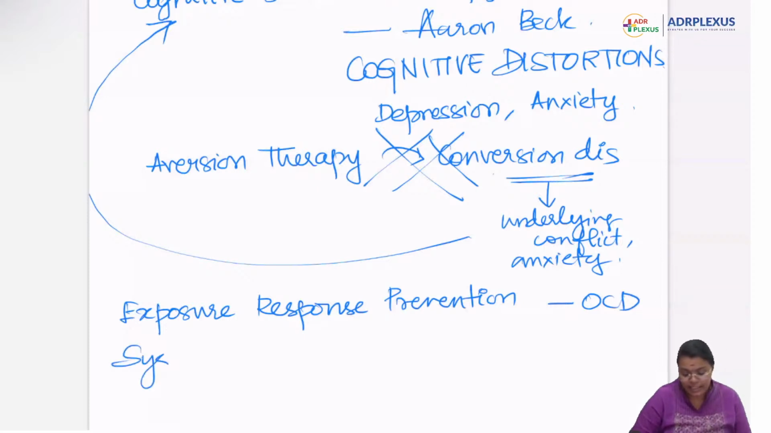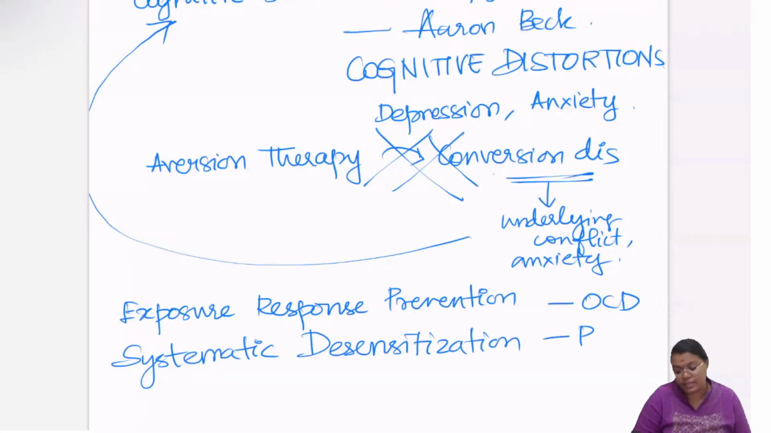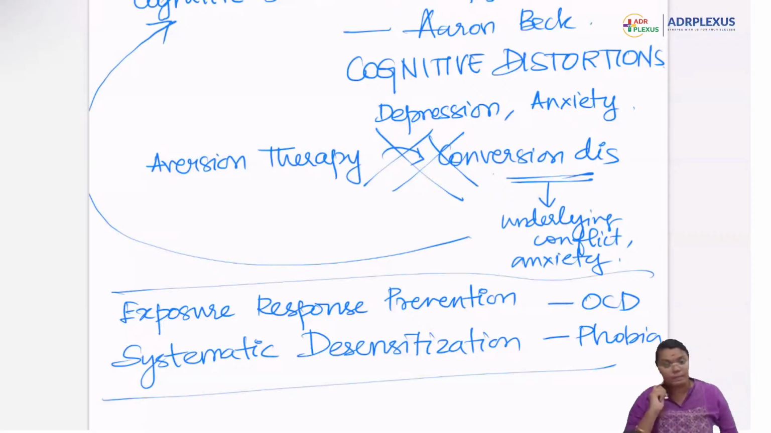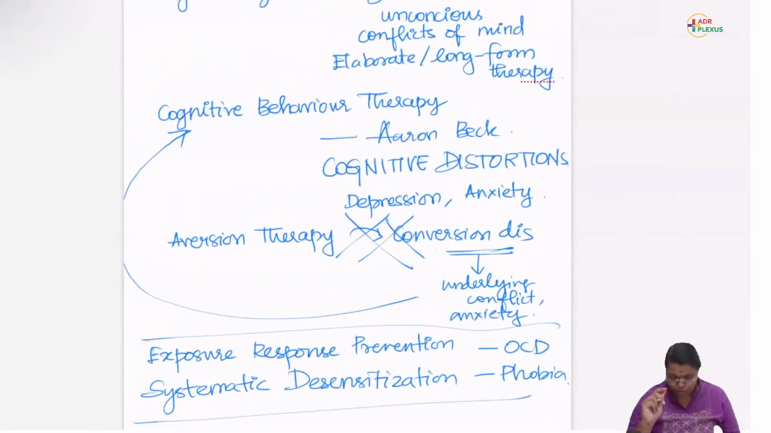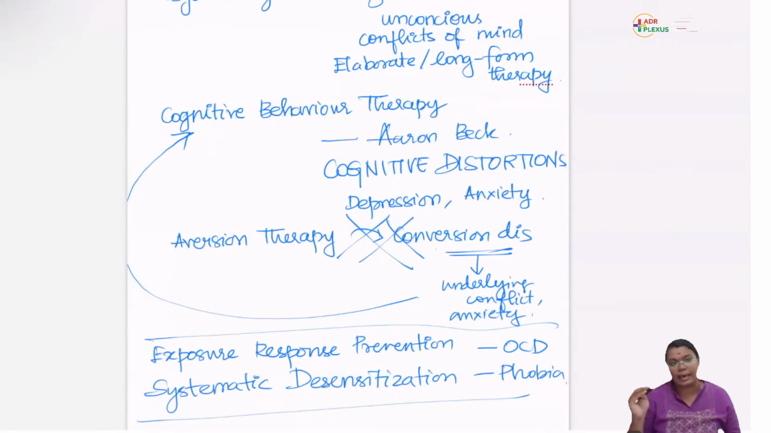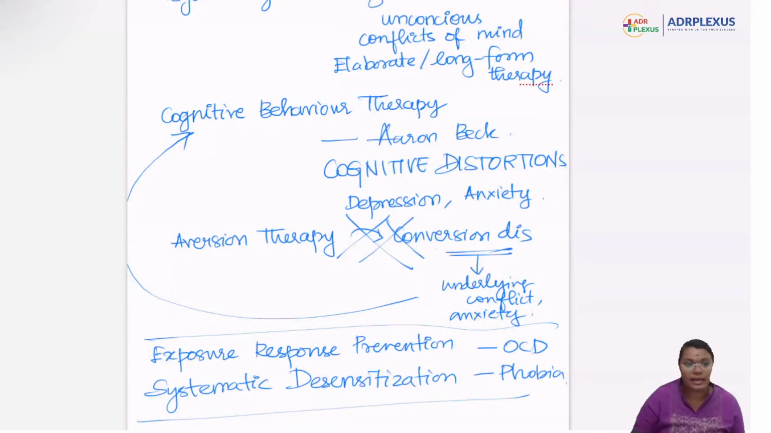And systematic desensitization. Both of these are similar, and both terms are sometimes used interchangeably, though systematic desensitization is preferred for phobias. Okay, so these are certain named therapies which you have to know in order to have a quick recap. Certain questions are asked. These days, every alternate year, there is one question from psychotherapy.